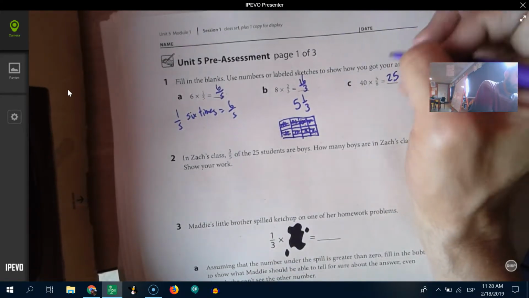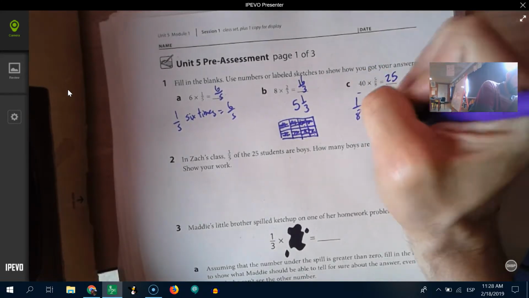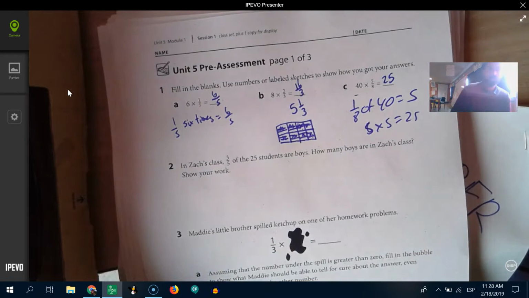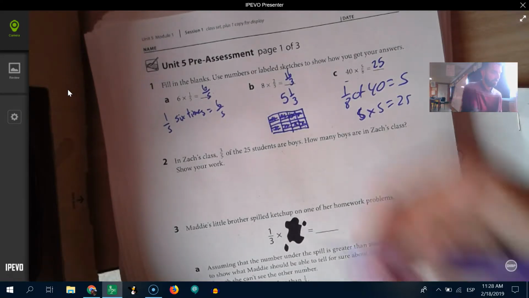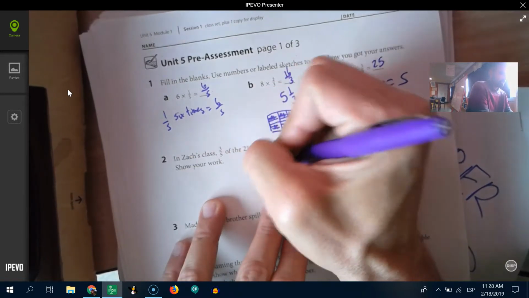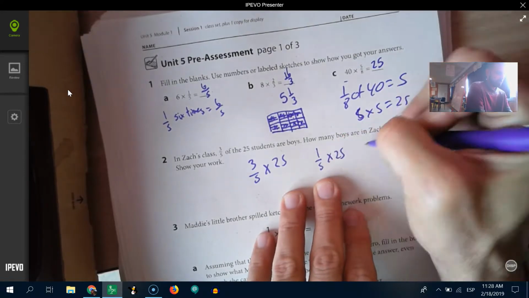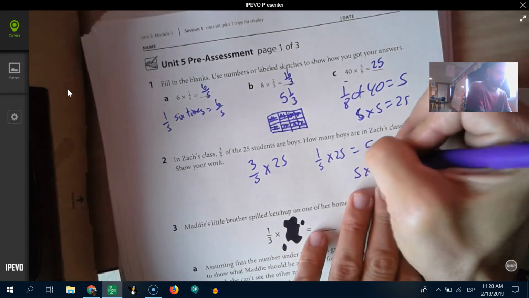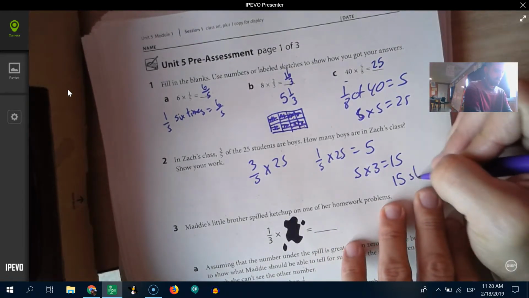Okay, cool. And here I would say 1/8 of 40 equals 5, and 5 times 5 equals 25. Gotta read those instructions sometimes. In Zach's class, 3/5 of the 25 students are boys. How many boys are in Zach's class? Show your work. So 3/5 times 25. Okay, I see my unit fraction. 1/5 of 25 is 5, and 5 times 3 equals 15. So 15 students are boys.